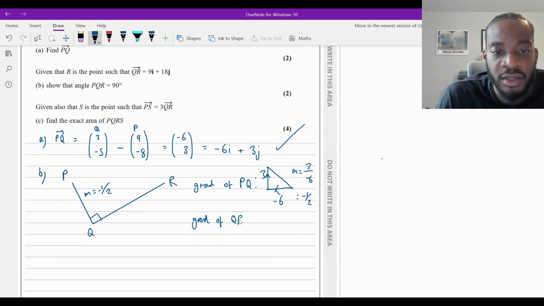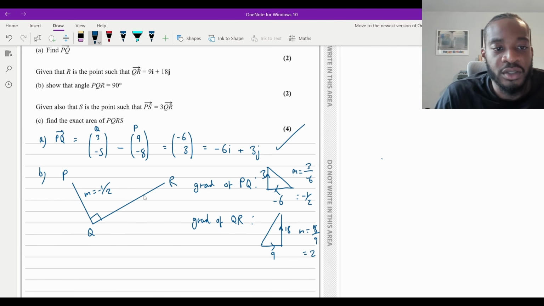Gradient of QR. Right. Grad of QR, what is it? 9i plus 18j. So we're going to go 9 units to the right, and then we're going to go 18 units up like that. So again, the gradient is going to be rise over run, 18 over 9, which is 2. So that means that this gradient here is 2.